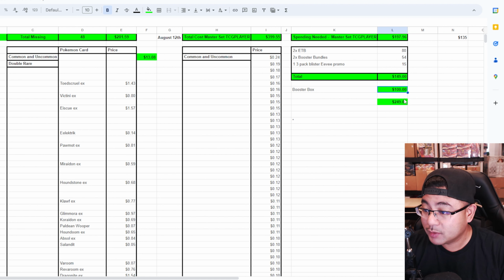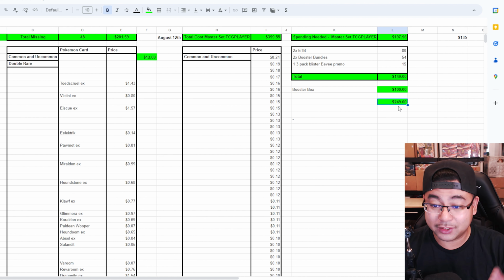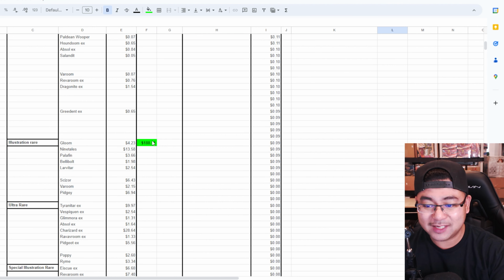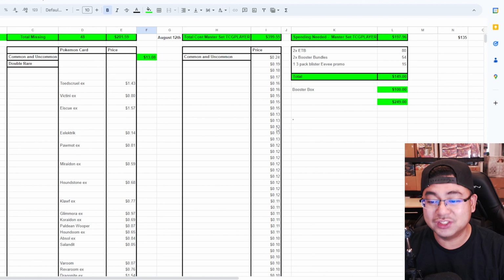Right here is the total of how much I invested into pulling all these cards right now. Currently it was about $249. We just have to reinvest another $100 to complete the master set, which will be a total of $349. I'm hoping you're following what I'm saying, because with that $102, this knocks it down to $86.51 plus the $13, which is another $100.